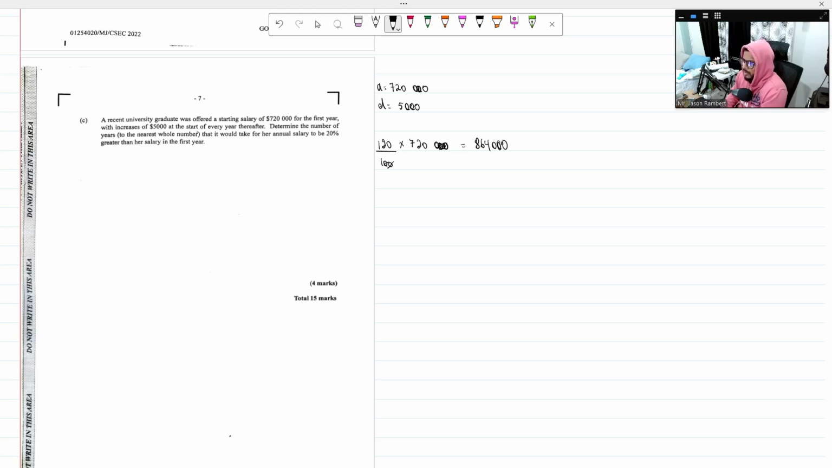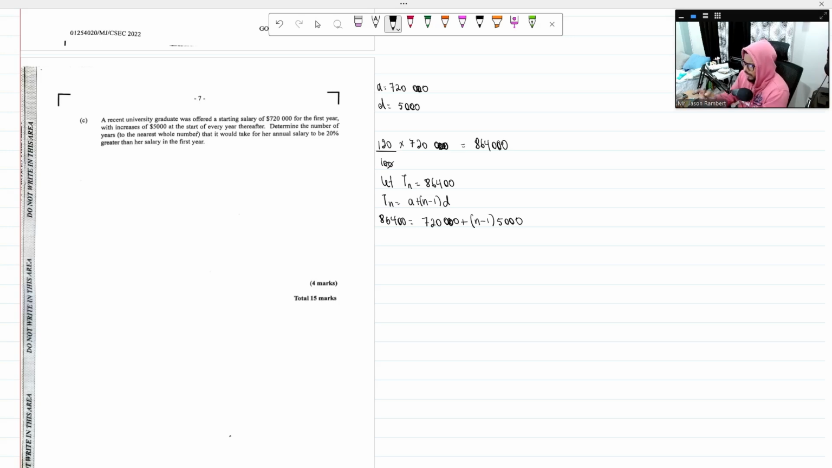So I want to know how many years it will take to get to here. There's an easy way: I could say let T sub n be equal to 864,000, and know that our Tn is equal to a plus n minus 1 times d. I have a and d. So 864,000 is equal to 720,000 plus n minus 1 times 5,000.